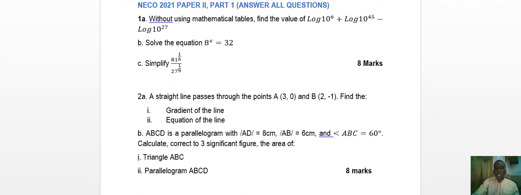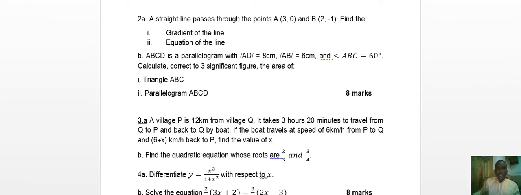Today we're going to look at question number 2, and it's going to be a question on gradient, coordinate geometry and the parallelogram, that is the mensuration of plane shapes. Now we'll go straight to question number 2a.